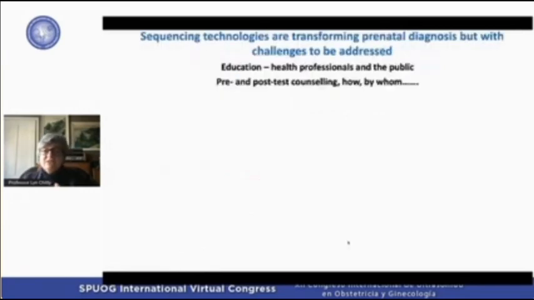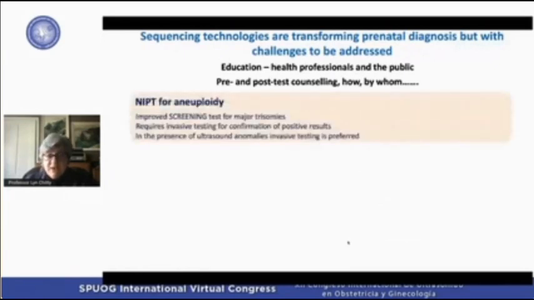So sequencing technologies are transforming prenatal diagnosis, but with challenges to be addressed. And I do think education and counselling are two of the big ones. In terms of NIPT for aneuploidy, we've no doubt that this has significantly improved screening for major trisomies, but it does require an invasive test for confirmation of positive results. And in the presence of ultrasound abnormalities, invasive testing is preferred. There is no doubt that NIPT will develop further, but at the moment I think we should be using it just for the major trisomies.